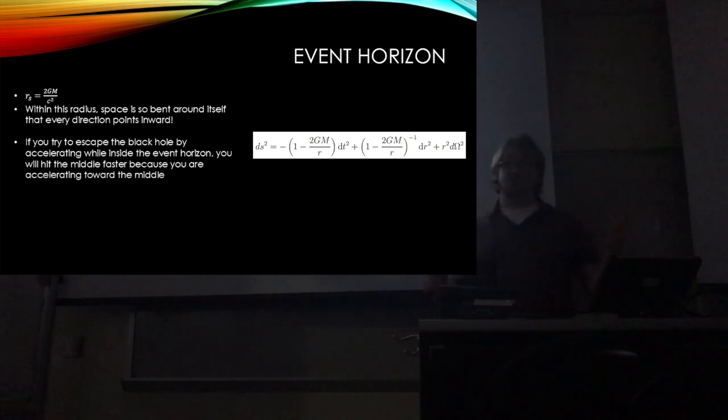So say you're in a spaceship and you get sucked inside the event horizon and you try to escape. By trying to escape, I mean you accelerate, say with some rocket boosters that aren't crushed by tidal forces. You'll actually hit the middle of the black hole faster, because space is so bent that the direction of outside of the black hole no longer exists. Space is totally contorted around itself so that every direction points in towards the center, which is an interesting result, I thought.